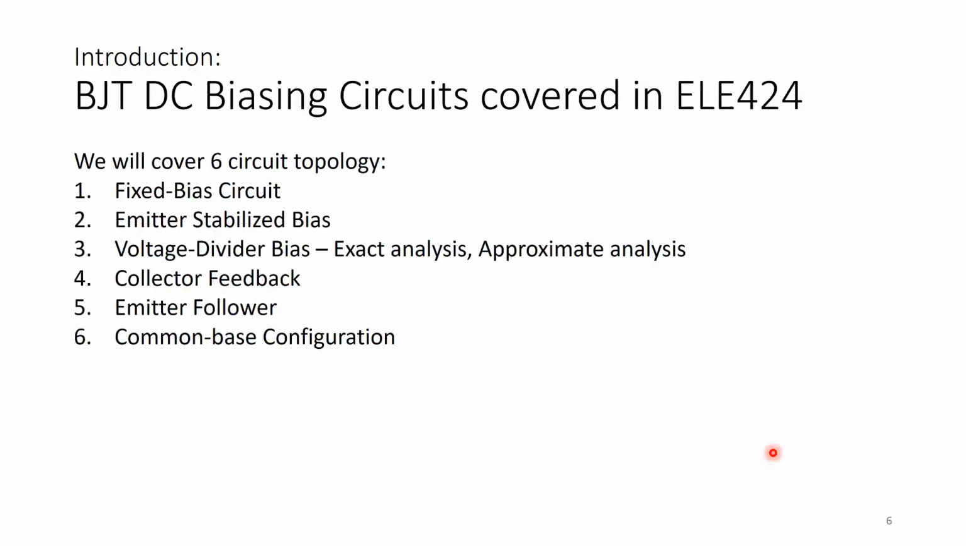Still at the introduction, just so that we see where we're going, we will cover 6 circuit topologies: fixed bias circuit, emitter stabilized bias, voltage divider bias, which is through exact analysis and approximate analysis, collector feedback, emitter follower, and the common base configuration.